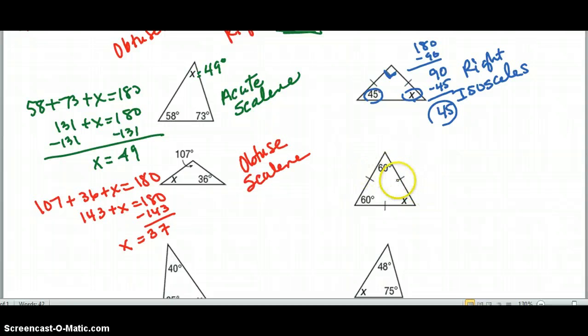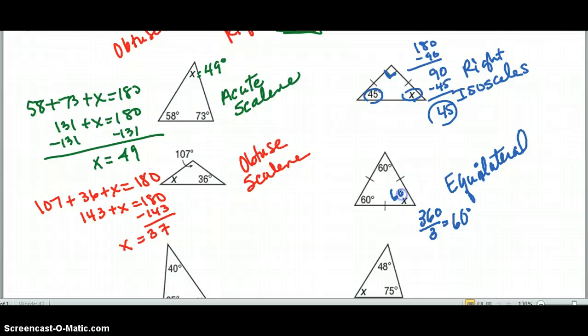Alright, all sides are equal, so we call that equilateral. Excuse me, equilateral. And all the angles are equal, so what's 360 divided by 3? 60 degrees, so this last angle must be 60 degrees also, and those are all less than 90, so it is acute equilateral.